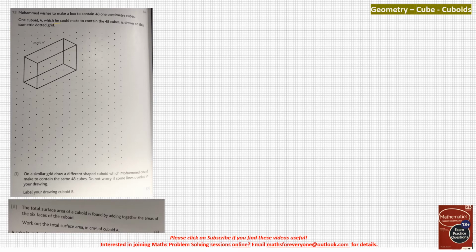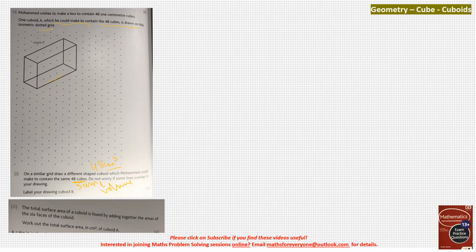One cuboid A, which he could make to contain the 48 cubes, is drawn on this isometric dotted grid. So we have this as cuboid A. The first question is, on a similar grid, draw a different shaped cuboid which Mohammed could make to contain the same 48 cubes. Okay, so it should have the same volume as the one they have drawn here, cuboid A. So they will both have a volume of 48 centimeter cubed. Okay, so the next one you're drawing is labelled cuboid B.